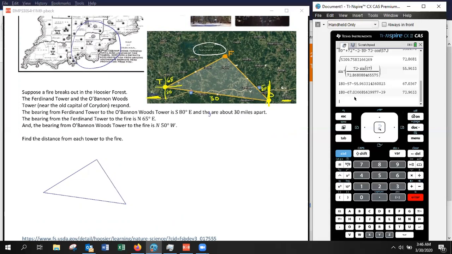There we go. And this is what I call T, for the Ferdinand Tower. This is the O'Bannon Woods Tower. And then this is my fire. I know this is 30.